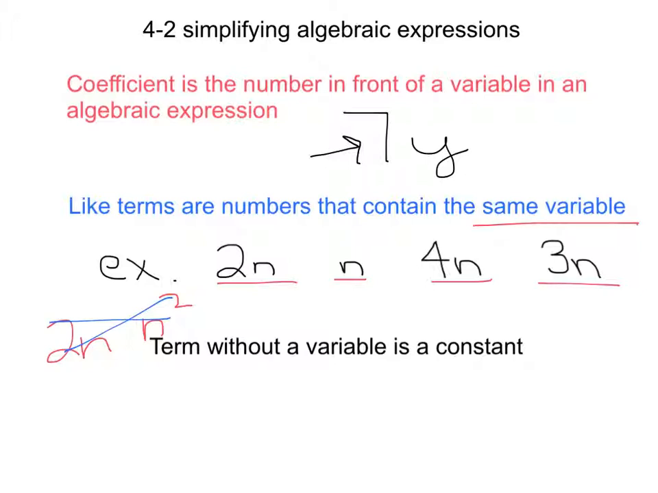A term without a variable is a constant. So if we just have 2n plus 8, the 8 is the constant. It is not affected by any variables that are in the expression.